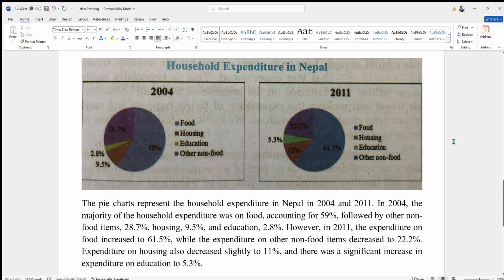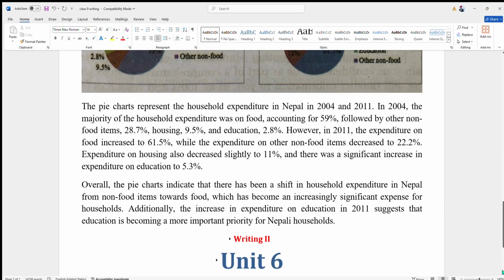Writing comparison, as we have discussed in the grammar section, comparison adjectives. We have to compare this first pie chart to the second one. Let's see how it is written.